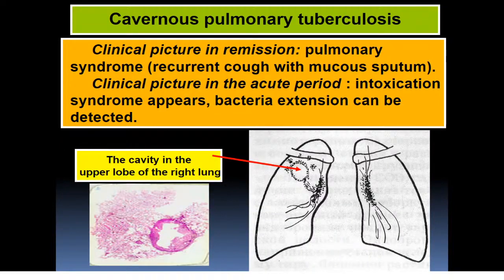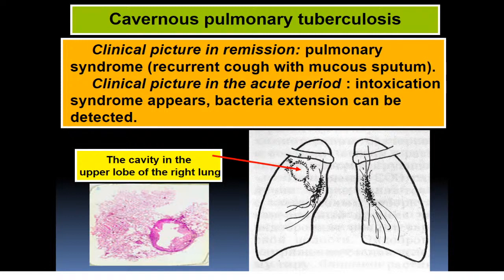Clinical picture in remission. Pulmonary syndrome can present, recurrent cough with mucus sputum only. And clinical picture in the period of exacerbation or in acute period. Intoxication syndrome appears. Bacterial excretion can be detected. That's why in sputum analysis we can find mycobacteria of tuberculosis in this period.